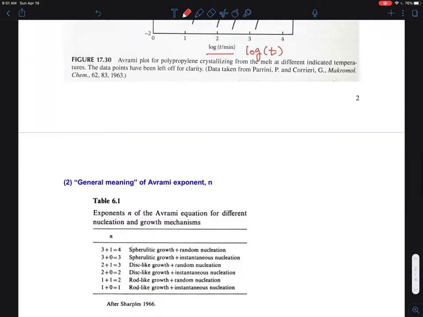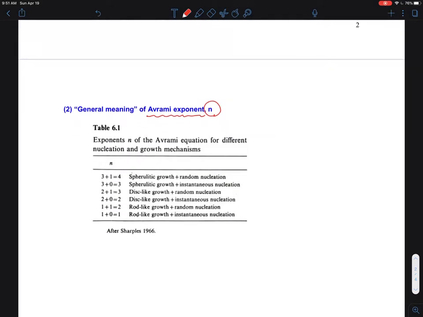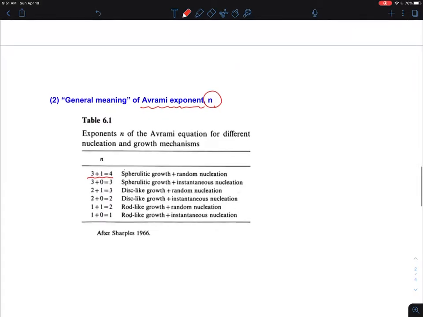So what is the meaning of Avrami exponent n? Okay, here is a table that shows that when the Avrami exponent is 4, you are talking about three-dimensional growth, and then there is random nucleation. Random nucleation means essentially homogeneous nucleation. You do not put anything such as a nucleating agent. So homogeneous nucleation.